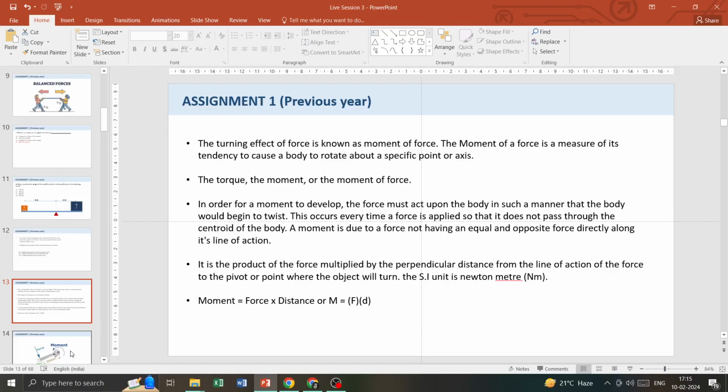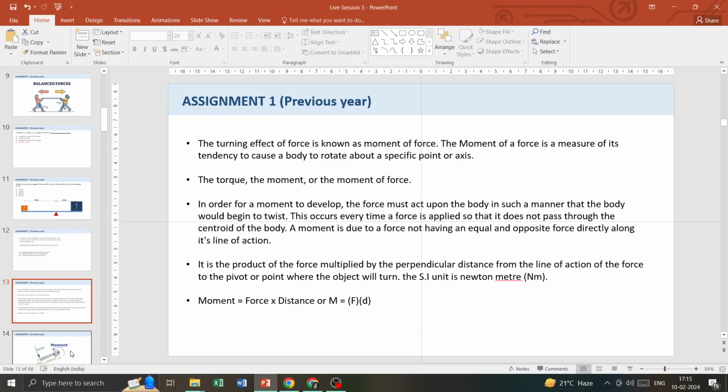So in order for a moment to develop, the force must act on a body in such a manner that the body would begin to twist. This occurs every time a force is applied so that it does not pass through the centroid of the body. A moment is due to the force not having an equal and opposite force directly along its line of action. It is the product of the force multiplied by the perpendicular distance from the line of action of the force to the pivot or point where the object will turn. The SI unit is Newton meter.